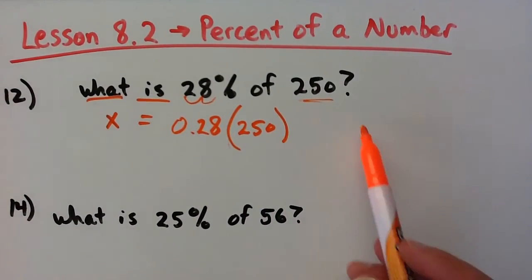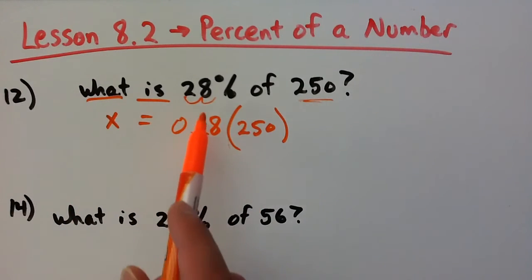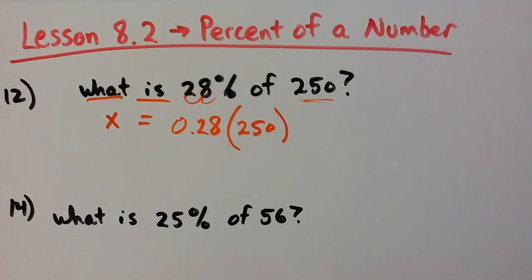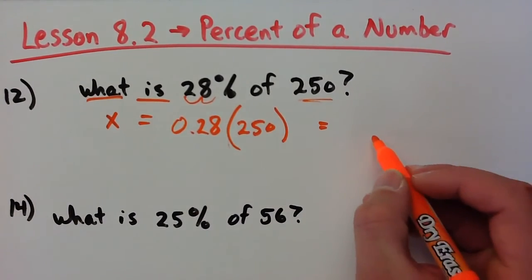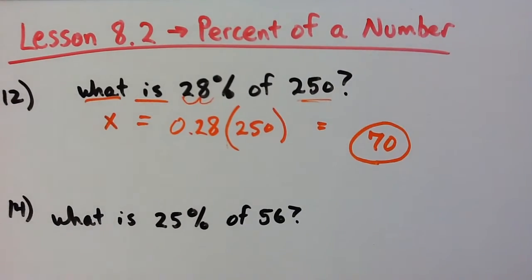We could think of 250 as our whole, and we want 28% of that whole. So the number we get is going to be smaller than 250. I put 0.28 times 250 in my calculator and I get 70. So the number 70 is 28% of 250.